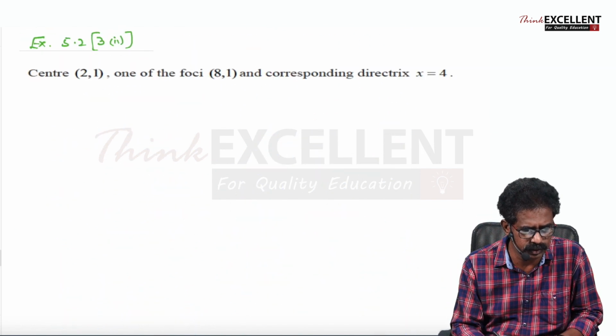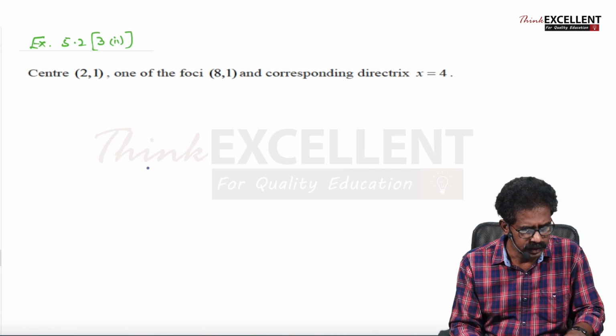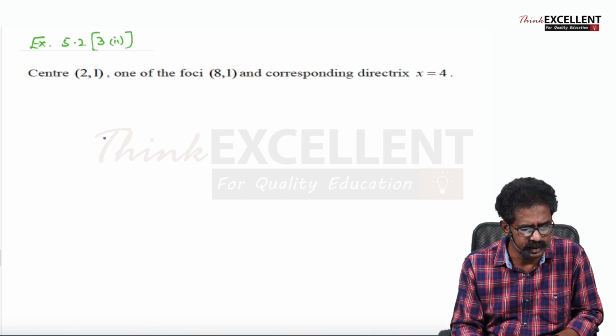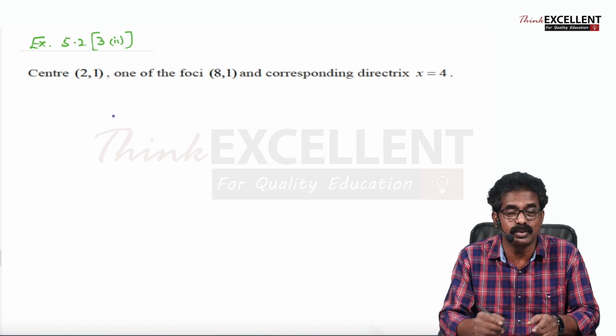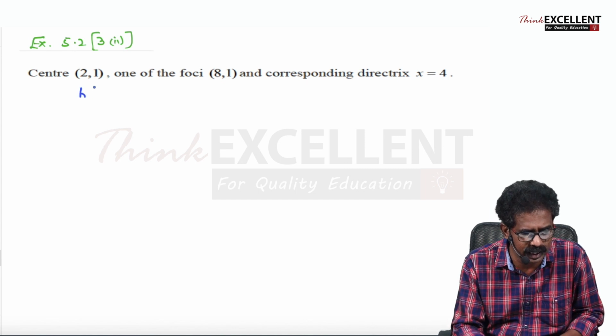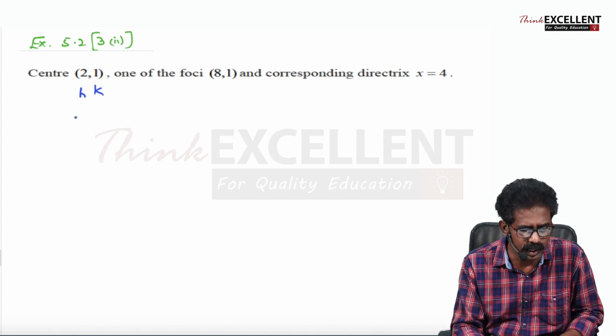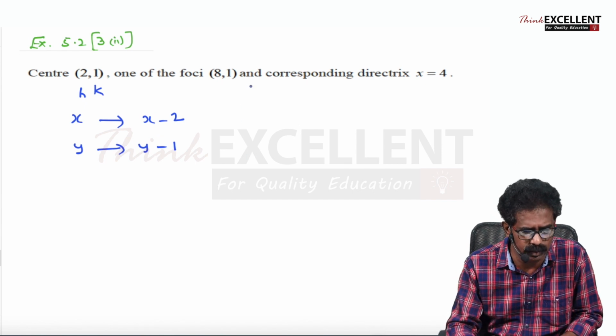Now let us see the next question. See what is given. The center is given, right? So the center is 2, 1. You know this is h and this is k. So you cannot write x; instead of x you write x minus 2, and instead of y you write y minus 1. Remember that because the center is not 0, 0.